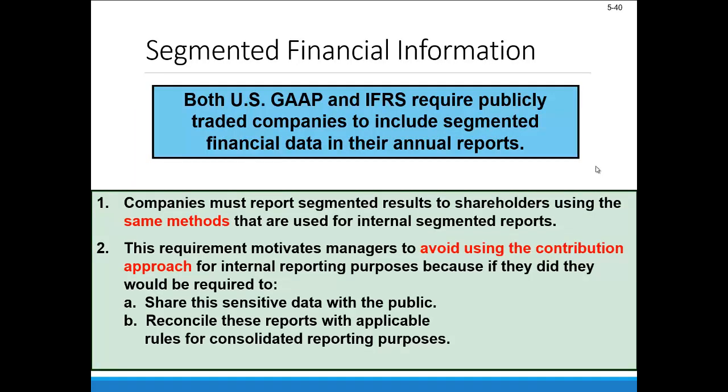US GAAP and the International Financial Reporting Standards do require publicly traded companies to include segmented financial data in annual reports. And what's interesting is that the companies have to report segmented results to shareholders using the exact same methods that are used for internal segmented reports. So whenever the business decides they want to segment internally for purposes of control or decision making, that's how they have to report things to shareholders as well. So there's some sort of implied transparency there.